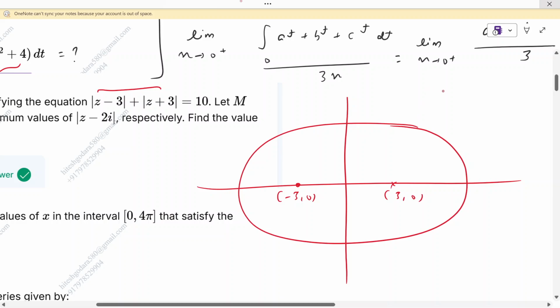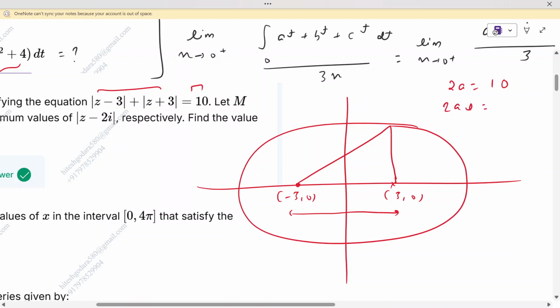And 2a is equal to 10, right? PS1 plus PS2 is 2a, right? So this is 2a, na? And the gap between them is what? 2ae, right? So 2ae should be equal to 6. So a is 5 and e is 3 by 5, na? When you divide both equations.